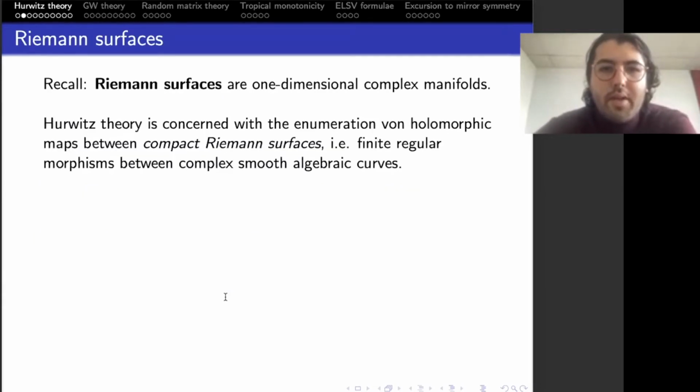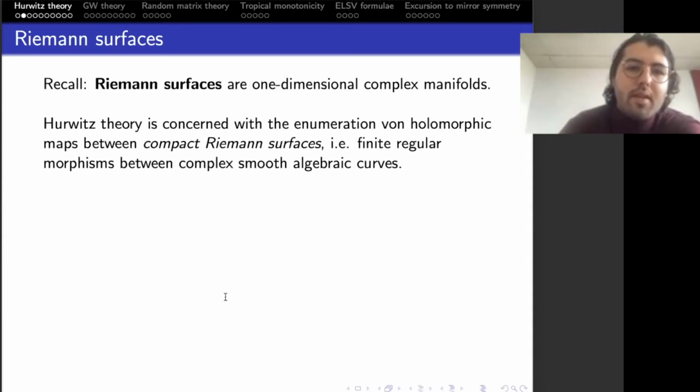I just want to very quickly recall what a Riemann surface is. A Riemann surface is a one-dimensional complex manifold. And Hurwitz theory is concerned with the enumeration of holomorphic maps between compact Riemann surfaces, which corresponds to finite regular morphisms between complex smooth algebraic curves.